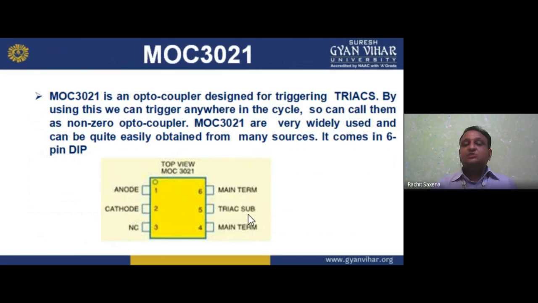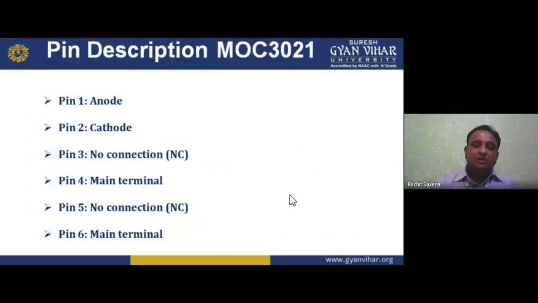It comes in a 6-pin package, in which the first and second pins are anode and cathode respectively. Pin 3 has no connection, but the 6th and 4th pins are main terminals, similar to the other one. But pin 5 had no connection in the previous one, whereas in this we have a triac. We can connect it. I hope you understand now.